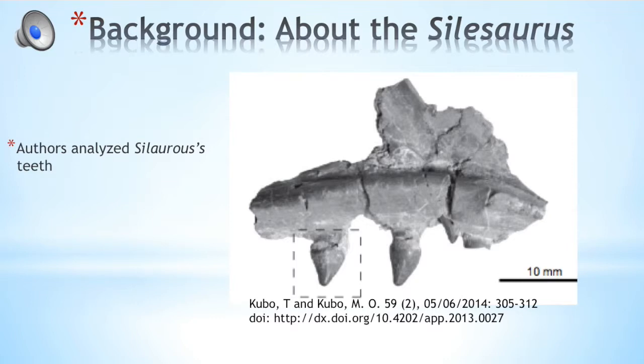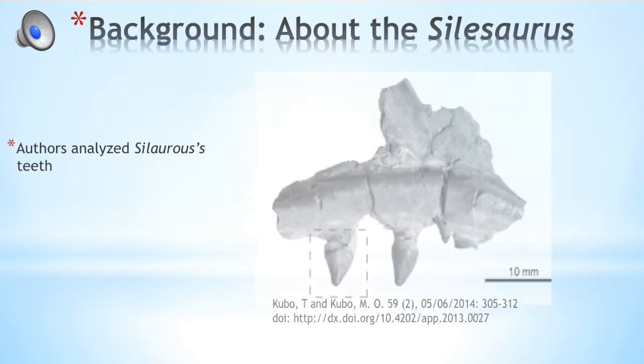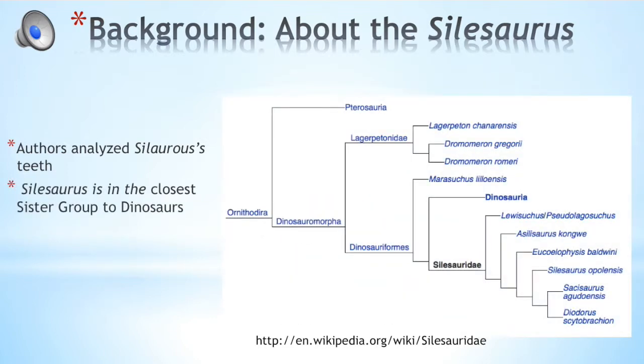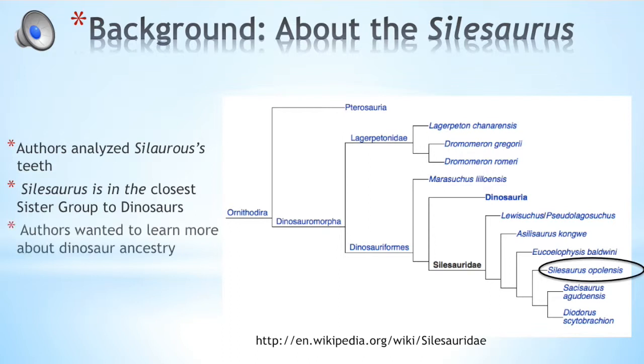Kubo and Kubo were particularly interested in Silosaurus because, as established by Nesbitt in 2011, the Silosauridae was considered the closest sister group to dinosaurs. This picture illustrates Silosaurus's potential places relative to Dinosauria on the tree of life. While the Kubos did not develop this cladogram, they based their analysis off of it. Because of Silosaurus's phylogenetic proximity to Dinosauria, researchers are interested in its ecology, eating habits, and behavior.